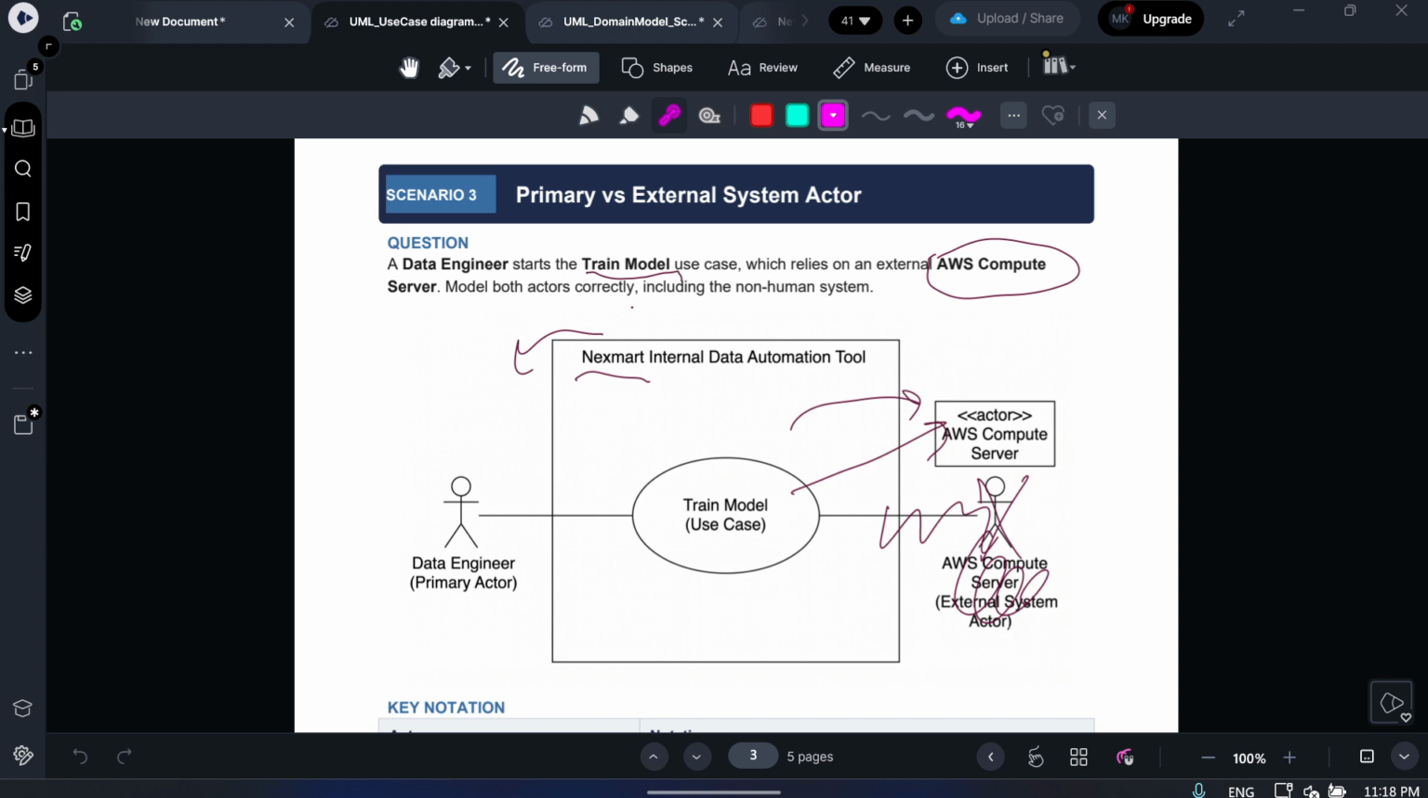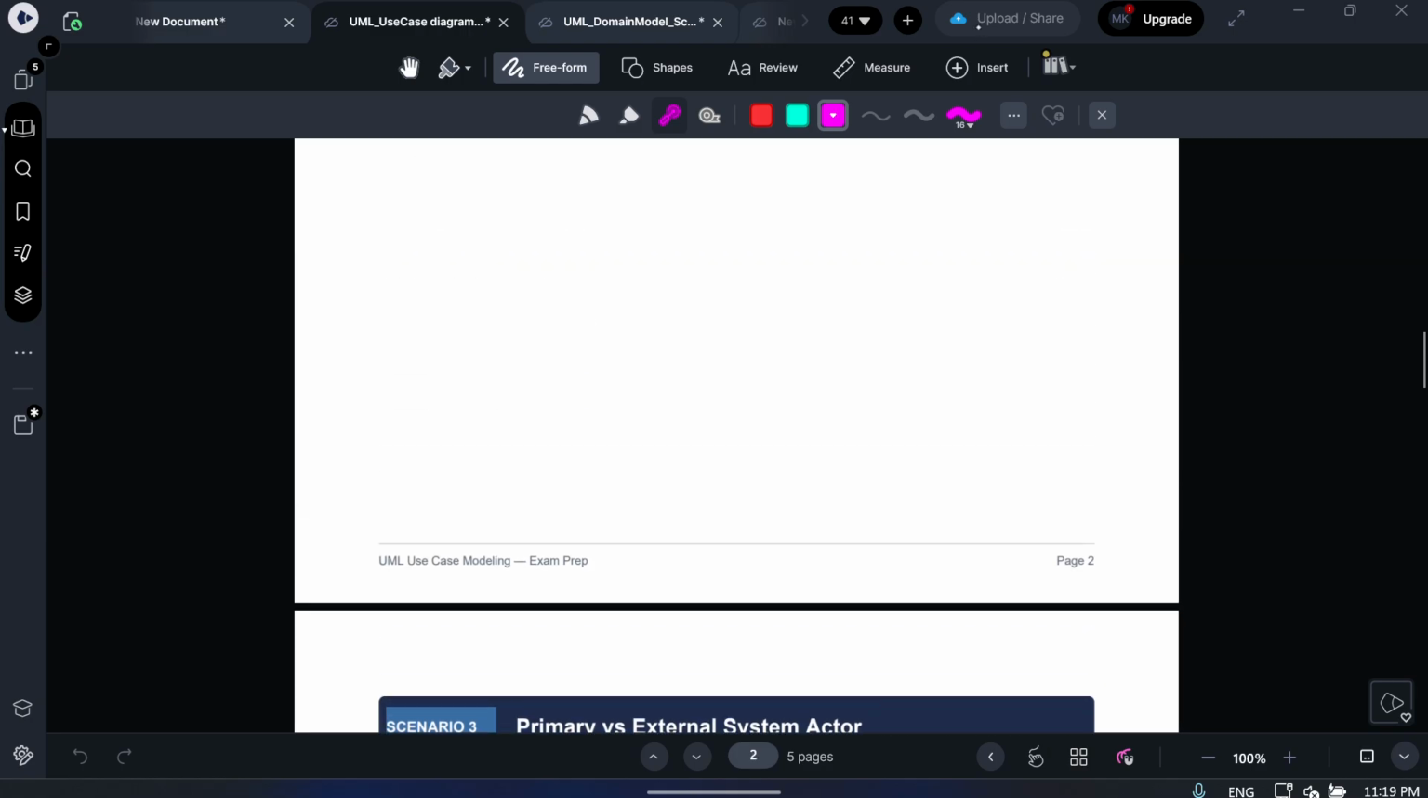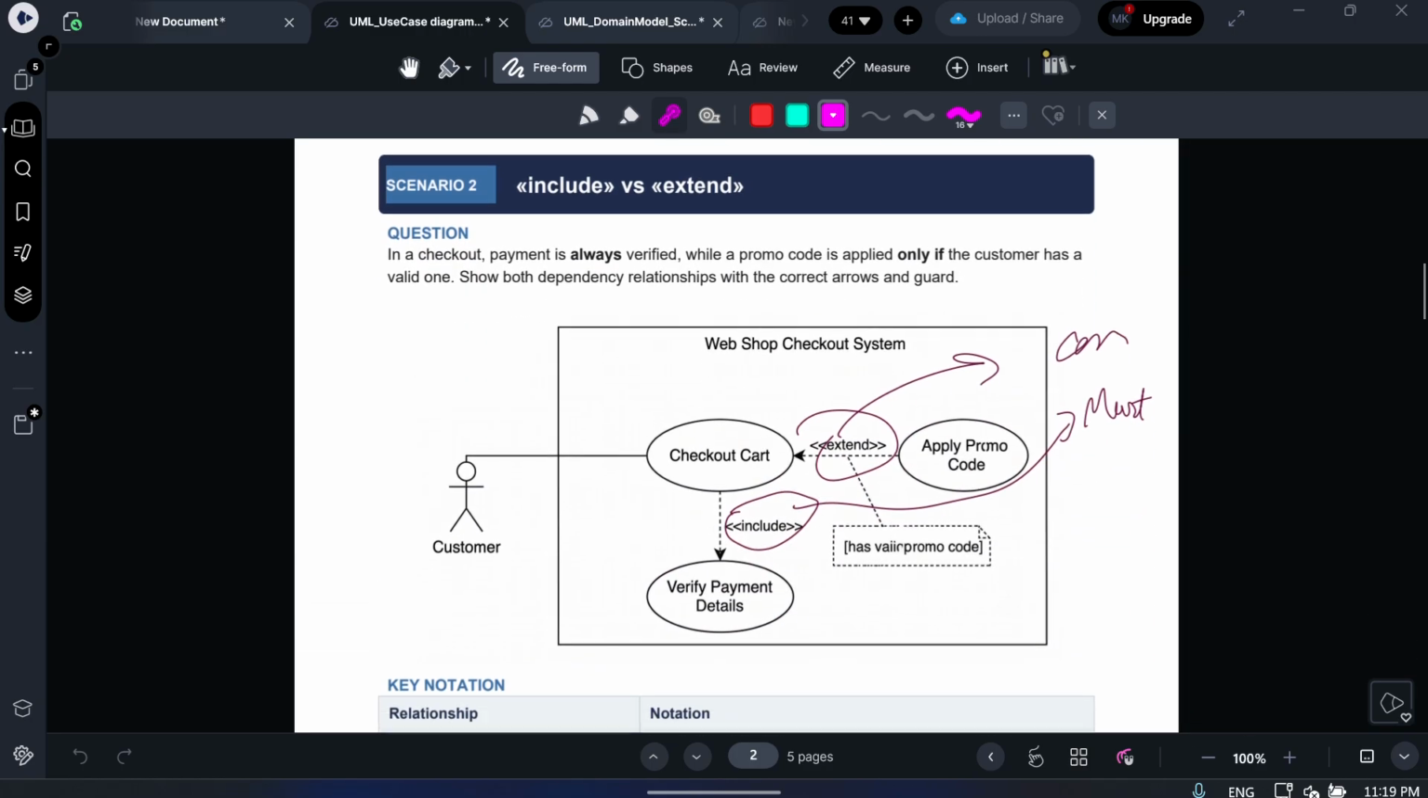Then we have primary versus external system actor. So a data engineer starts the train model use case, which relies on an external AWS server. Model both correctly, including the non-human system. For example, we have an actor, we have a use case to train model. We can just have an external actor as AWS compute server. We don't need this. This will be sufficient as an actor. So the operation would be this and the actor. Here we learned extend and include.